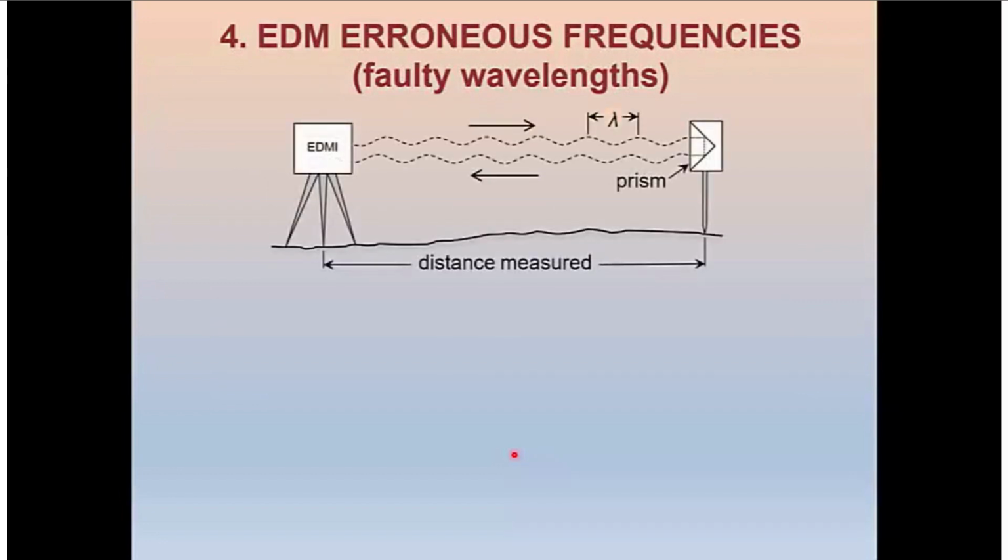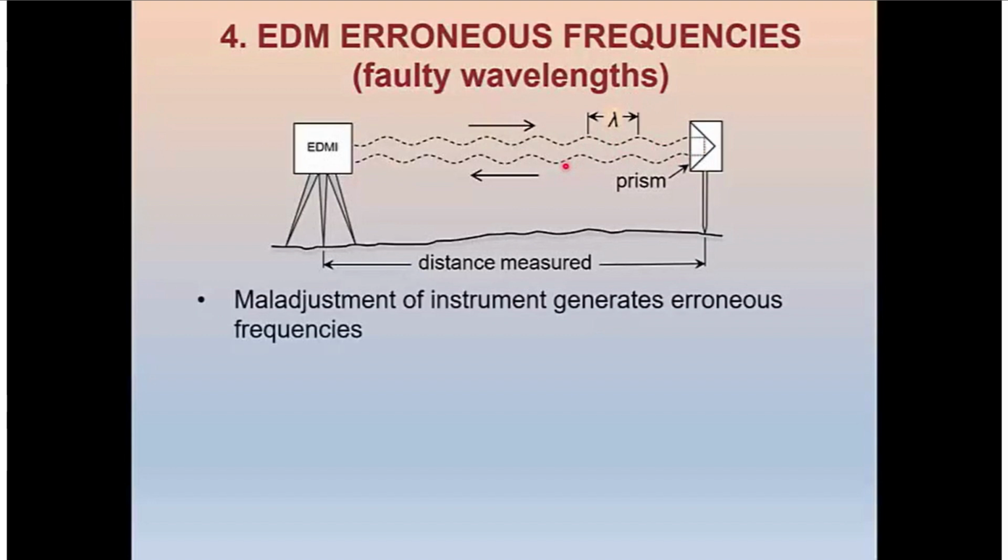The last systematic error that I would like to speak about is the EDM erroneous frequencies, faulty wavelengths in the EDM measurement process. In other words, the EDM instrument itself generates a false frequency, or a frequency that's out of calibration, and the wavelengths in fact become longer or shorter. And so as the wavelength becomes longer or shorter, the total distance measure is going to have a problem.